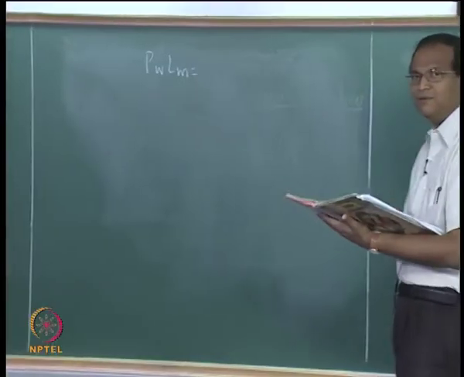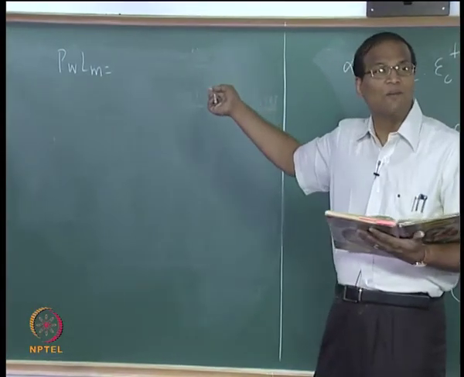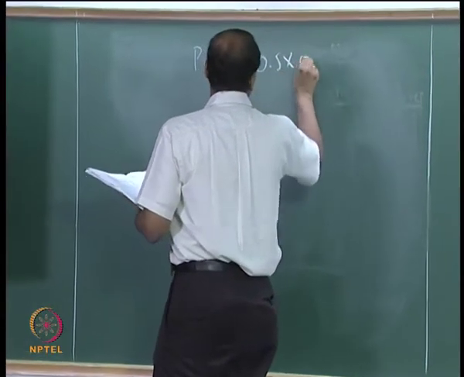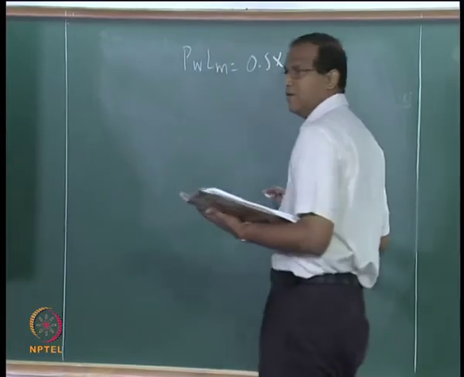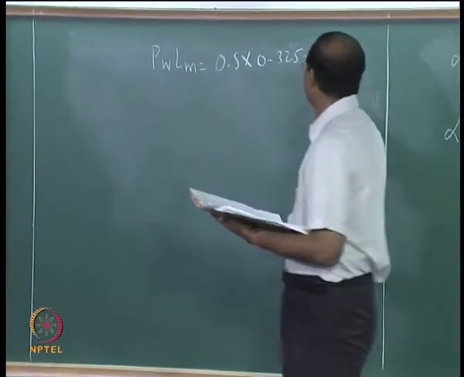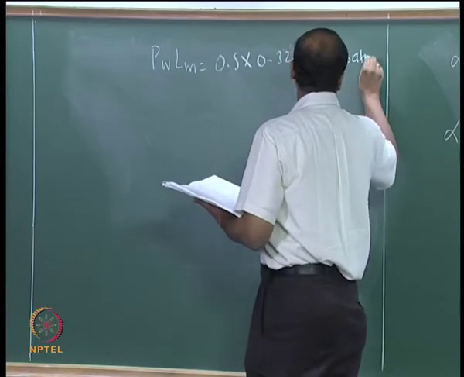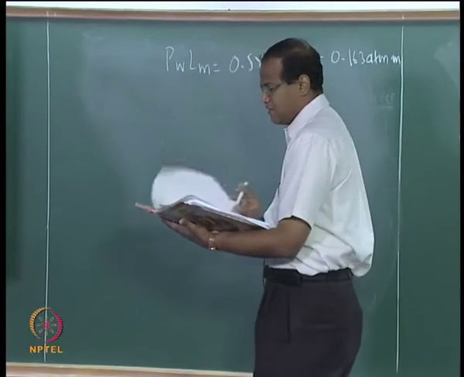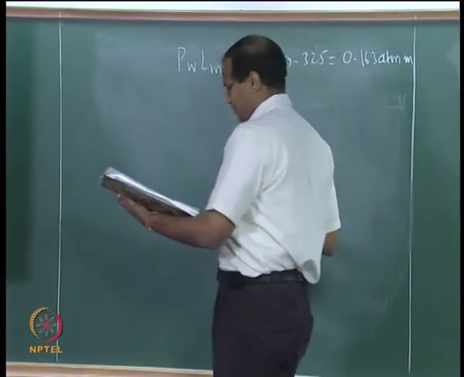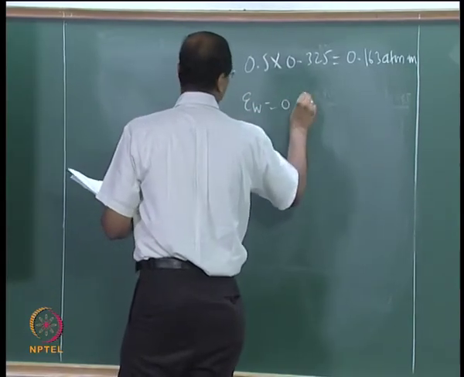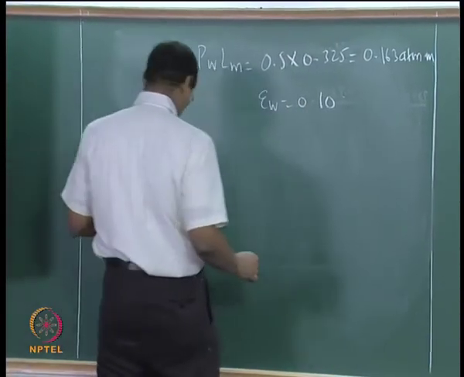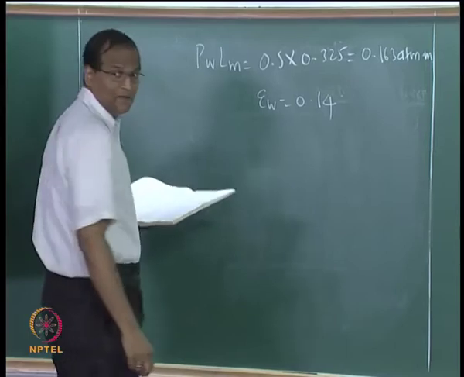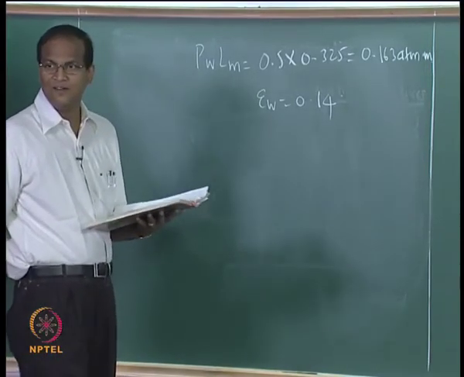Now what about PW? What is the partial pressure of water vapor? 0.5. What is this? 0.163. Now, so what is the value of epsilon W? 0.1, 1.4. Got it? You got it?